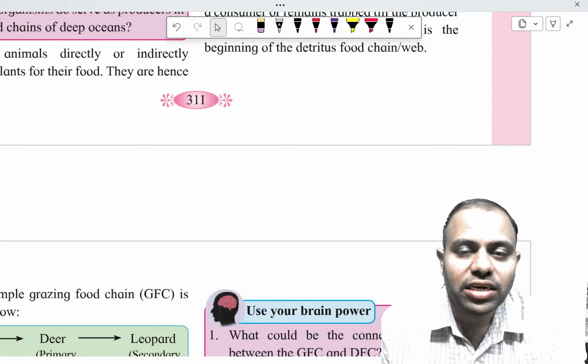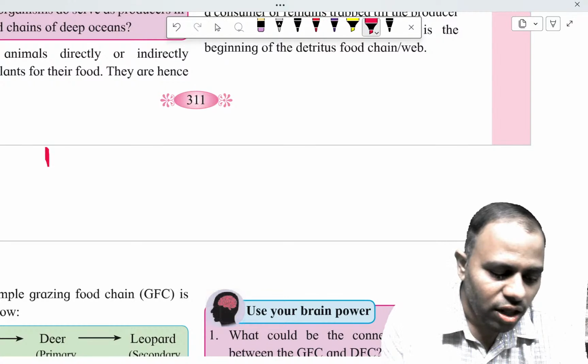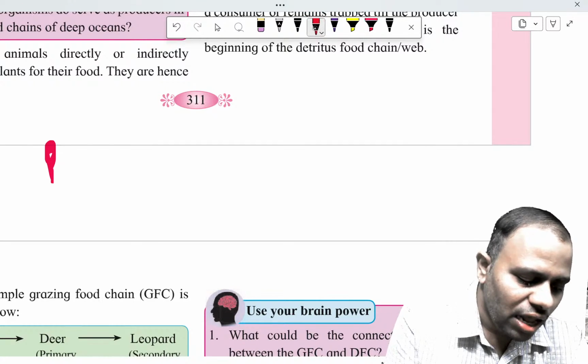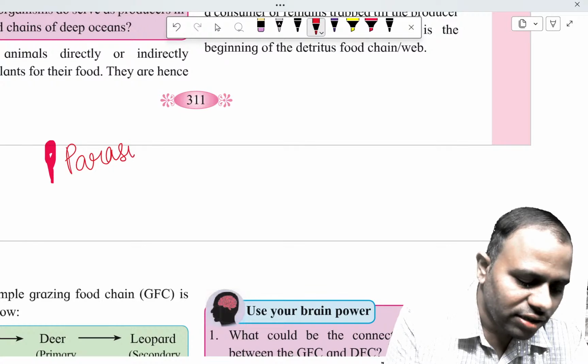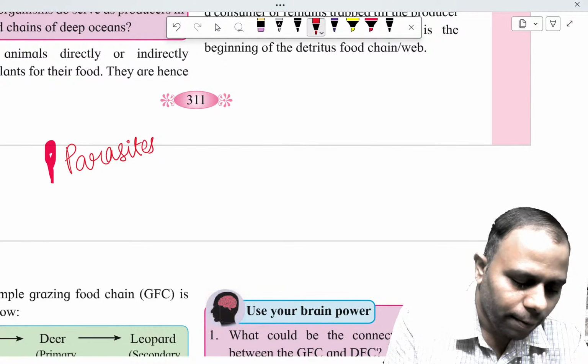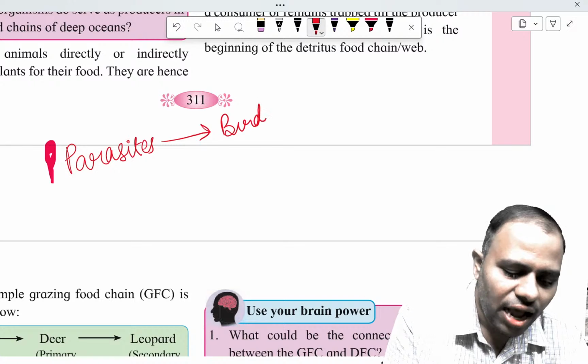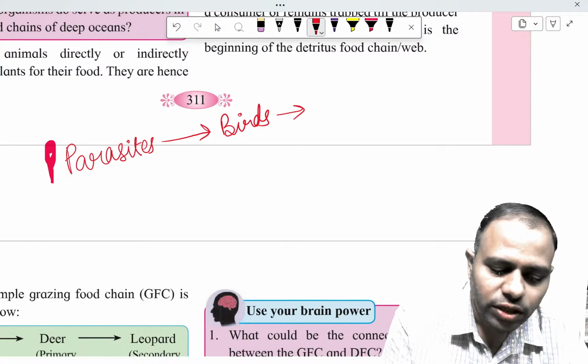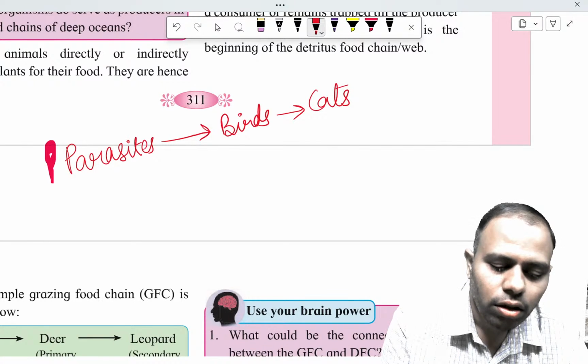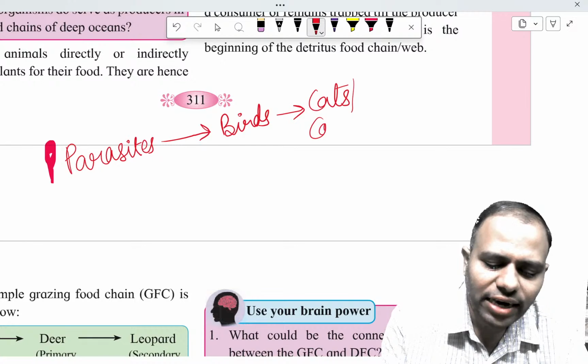So these organisms are actually parasites. Now these parasites are eaten up by birds. Then birds are eaten up by, suppose, cats. Cats also eat birds. Cats and other animals are there, carnivores, I'll write.